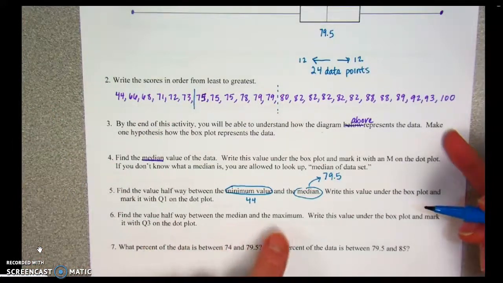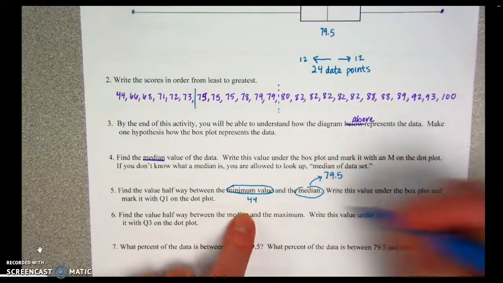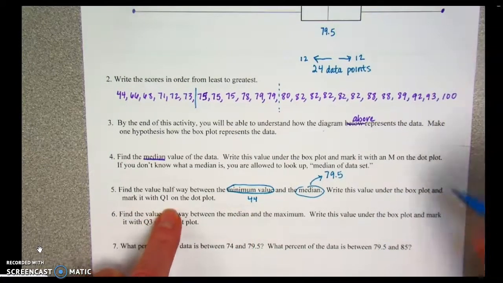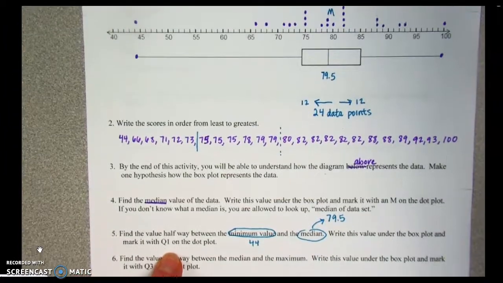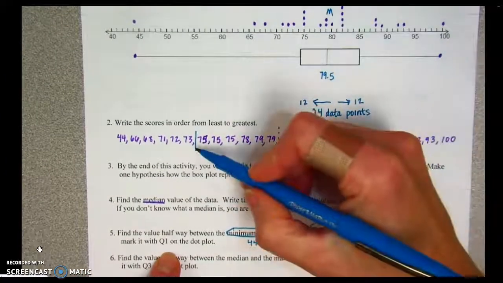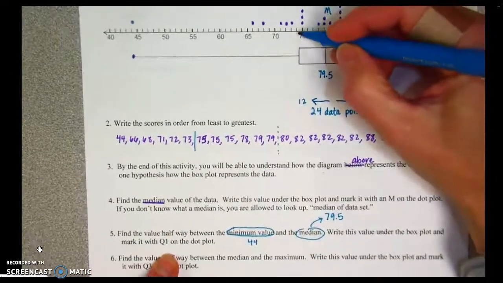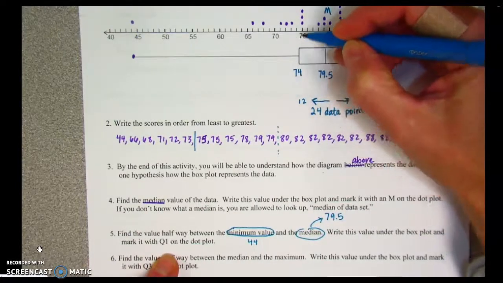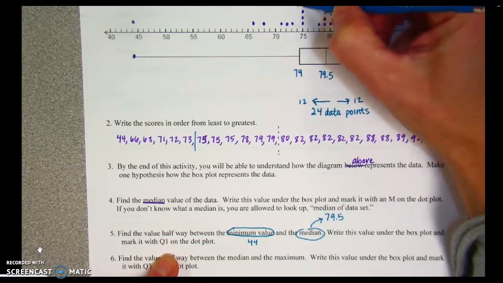Halfway between the median and the minimum, I'm going to write this value under the box plot and mark it with Q1 on the dot plot. So 74 would be right there. So this is 74, and that is Q1.